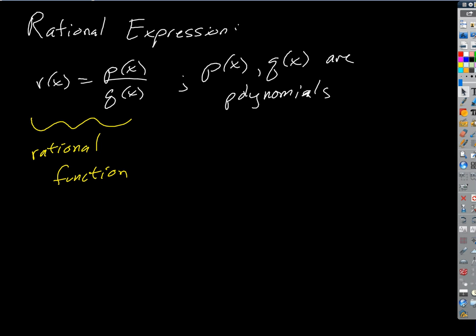So, rational expressions. This is a logical extension of the stuff we've talked about. A rational expression is defined this way. R of x, we'll say, is a rational expression if it can be written in the form P of x divided by Q of x, where those are polynomials. So a rational expression is very simply a ratio of polynomials. That's it. Okay?